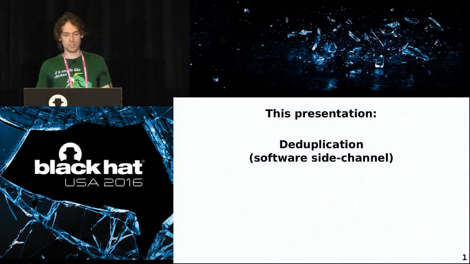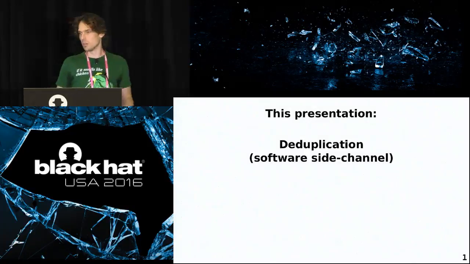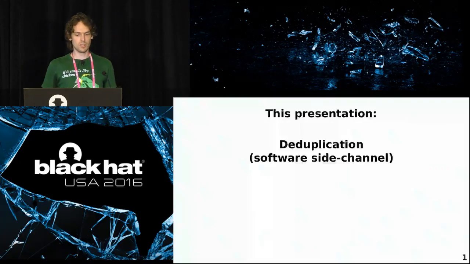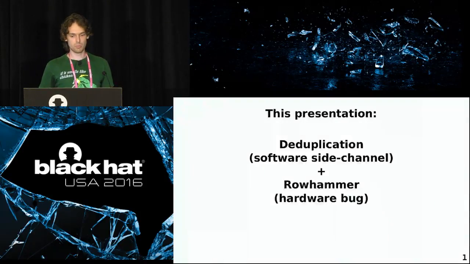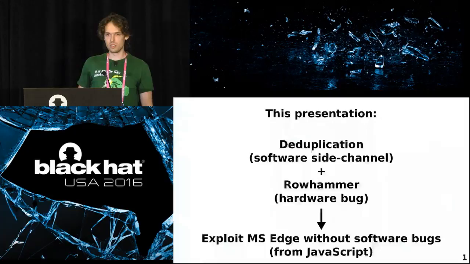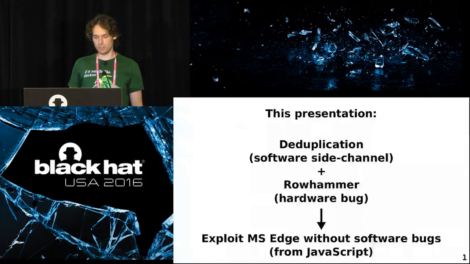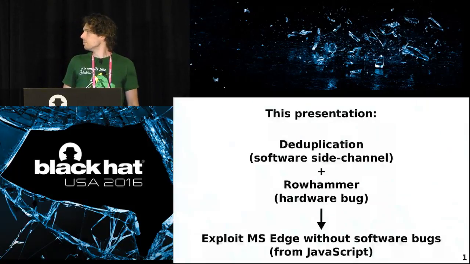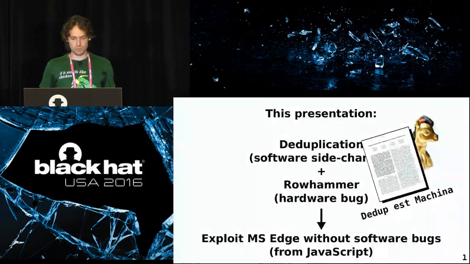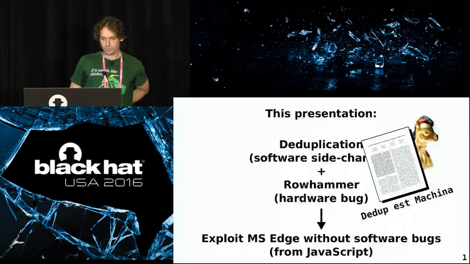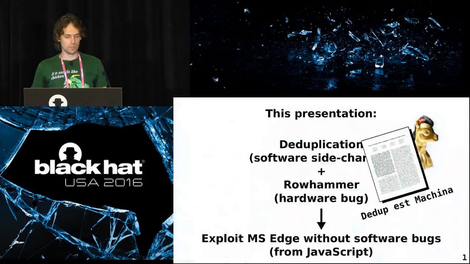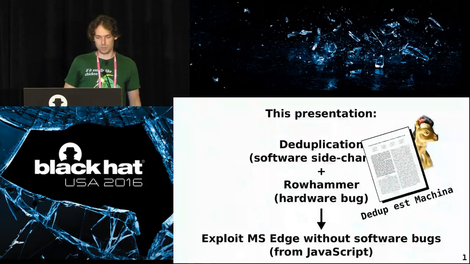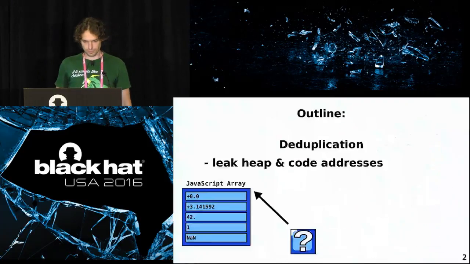I'm going to present an attack where we will use memory deduplication as a software side channel and combine this with Rowhammer, a hardware bug, in order to own Microsoft Edge without the use of any software bugs. If you want to know a bit more, we also have a paper called Dedup Est Machina. So if I've left out details, you might be able to look them up in the paper.